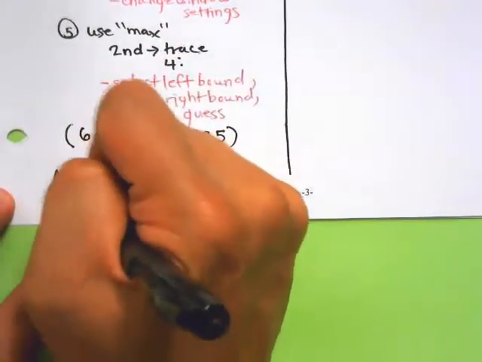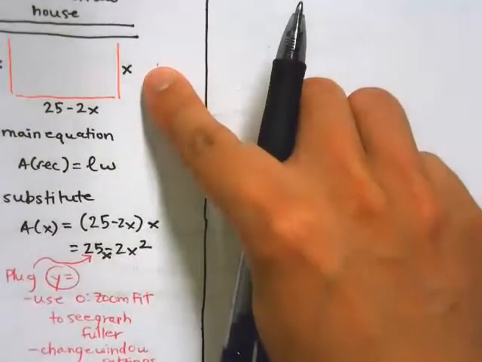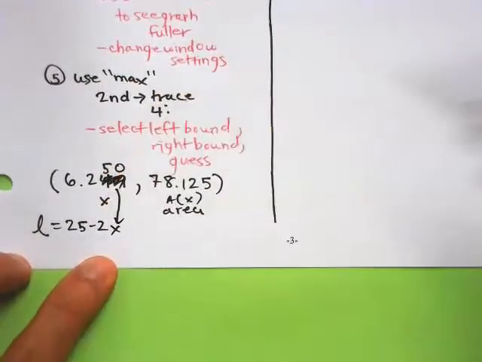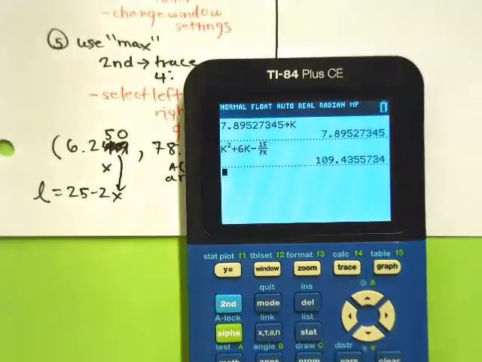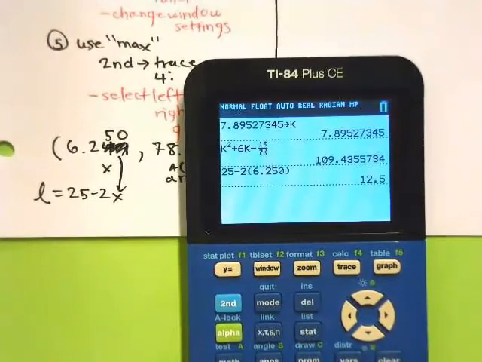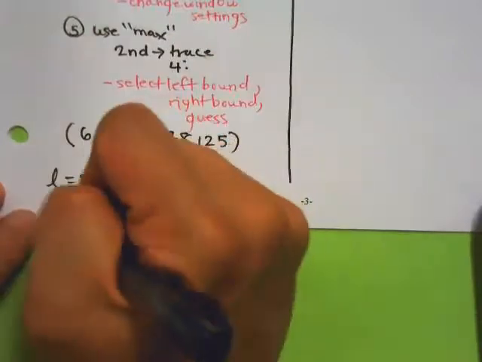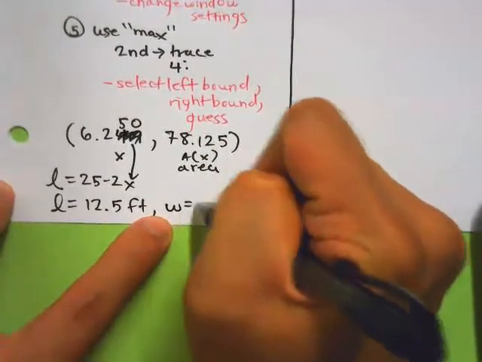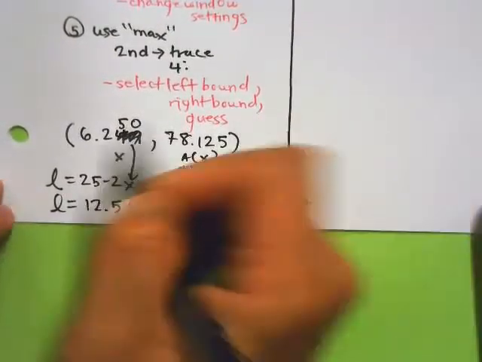L is equal to 25 minus 2x. So the width is going to be 6.250, and then we're just going to plug this in over here. Second quit, 25 minus 2 times 6.250. Okay, so 12.5. So your dimensions are going to be length is equal to 12.5 feet, and then your width is going to be 6.250 feet.